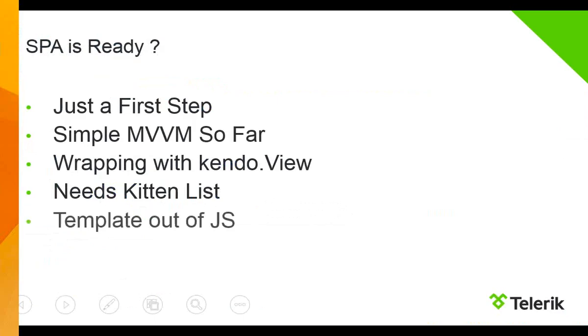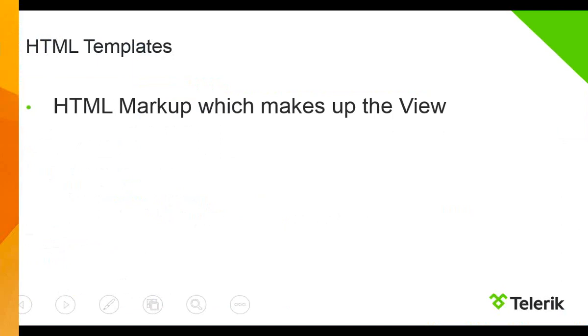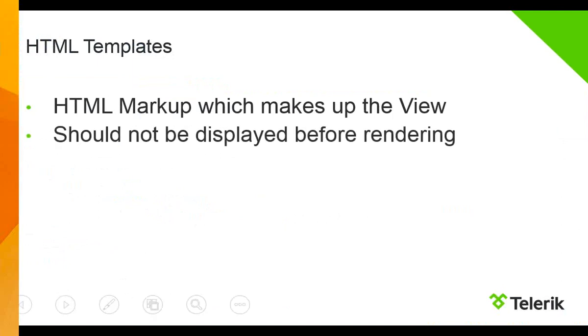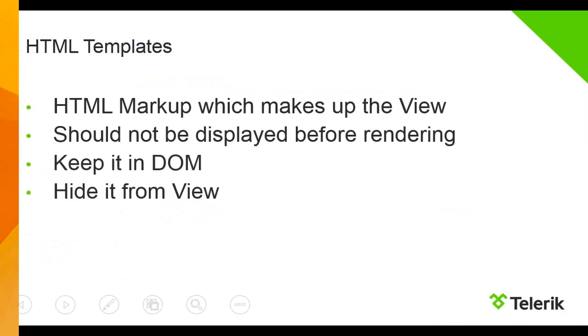So let's look at our slide. So template out of the JavaScript, needs a kitten list, and all those things. So this is something that I was talking about, HTML templates. The HTML markup which makes up the view is nothing but a template. It should not be displayed before rendering. It should be kept in the DOM, and then it should be hidden from the view. It shouldn't be shown. But we'll use a script tag to actually keep it.